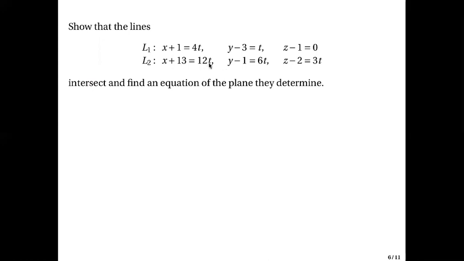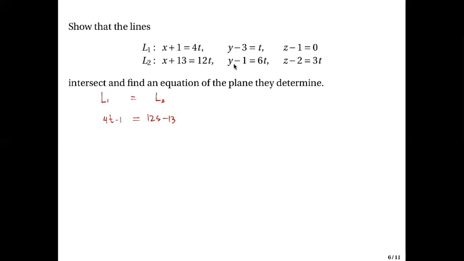So for the second line, instead of t, I'll be using s. And then you just equate the x's, the y's, and the z's. So for example, this is your L1, this will be your L2. The x part of your L1 is 4t minus 1. This should be equal to the x part of L2. And just like I mentioned earlier, I will use a different parameter for L2. So I'll use s. So this is 12s minus 13.